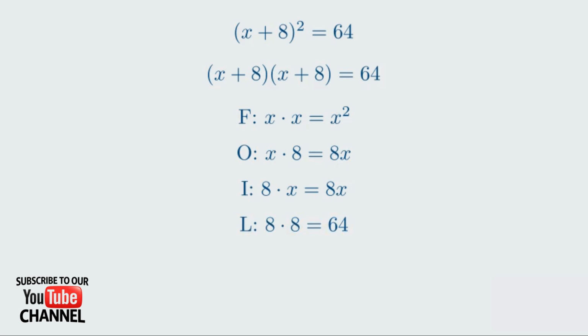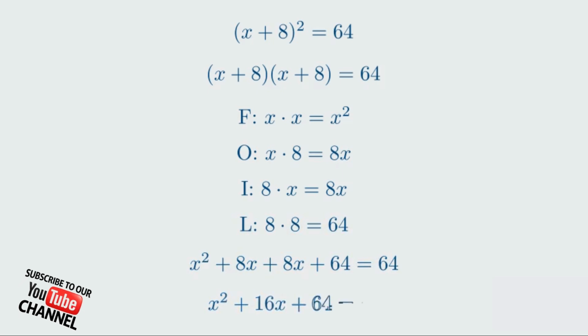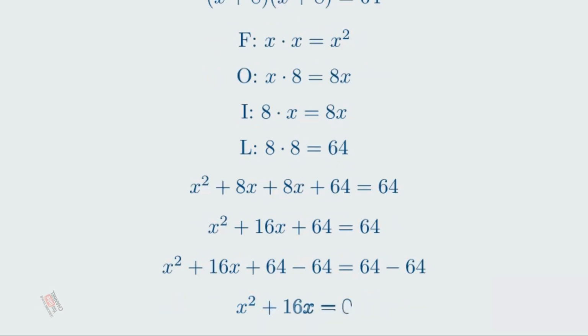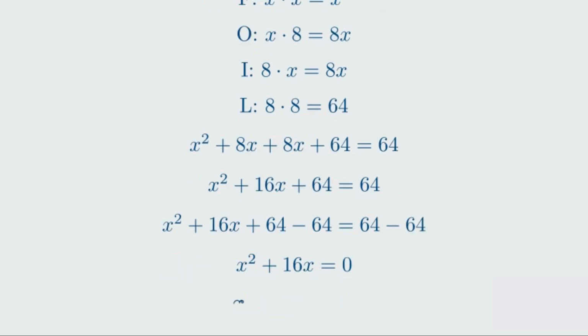Now we add all these parts together. This gives us x² + 8x + 8x + 64 = 64. Combining the like terms, 8x + 8x gives us 16x. So the equation becomes x² + 16x + 64 = 64. To solve a quadratic equation by factoring, we must set one side equal to 0. Let's subtract 64 from both sides. This simplifies to x² + 16x = 0. Now, we need to factor this quadratic. This is a special type of factoring because there's a common factor in both terms. The common factor is x. We can factor out x, leaving us with x times the quantity (x + 16) equals 0.